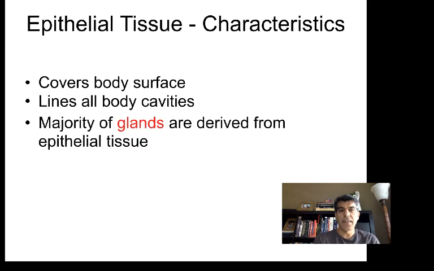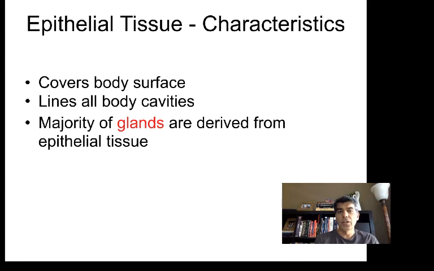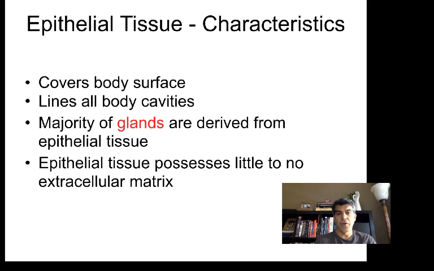Where else can you find epithelial tissue? All glands are epithelial tissue. Your sweat gland, your mammary gland that produces milk. How about your thyroid gland? These are all epithelial tissue. So you find epithelial tissue in 3 places. It covers your body, skin, it lines all hollow organs, and also all your glands are epithelial tissue.